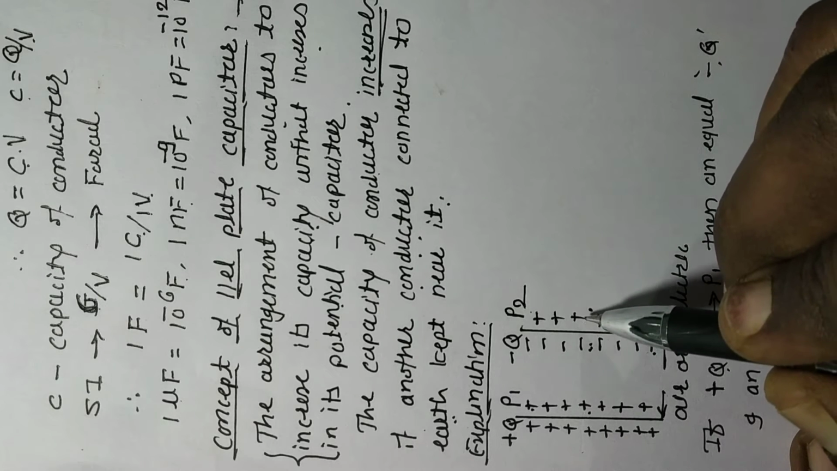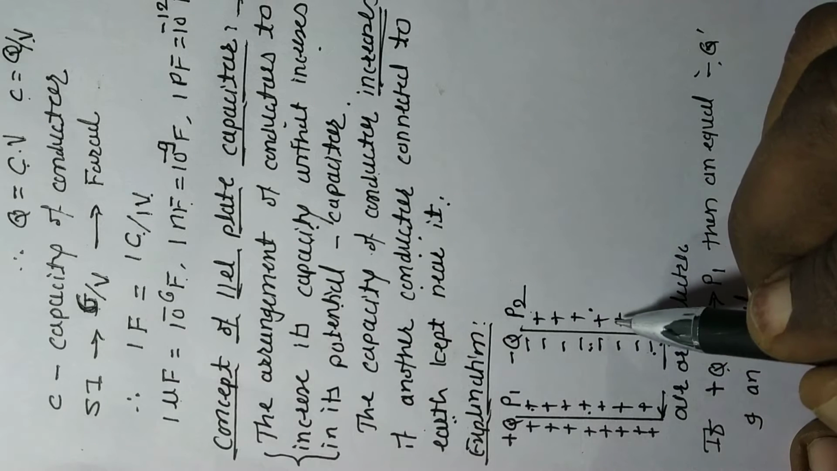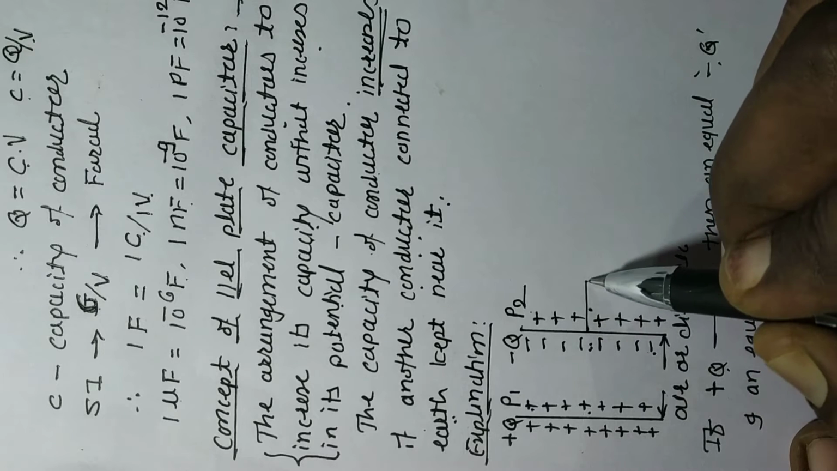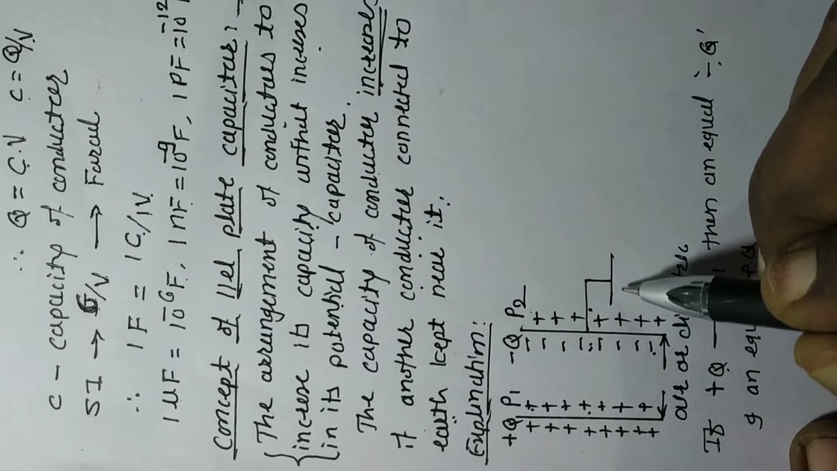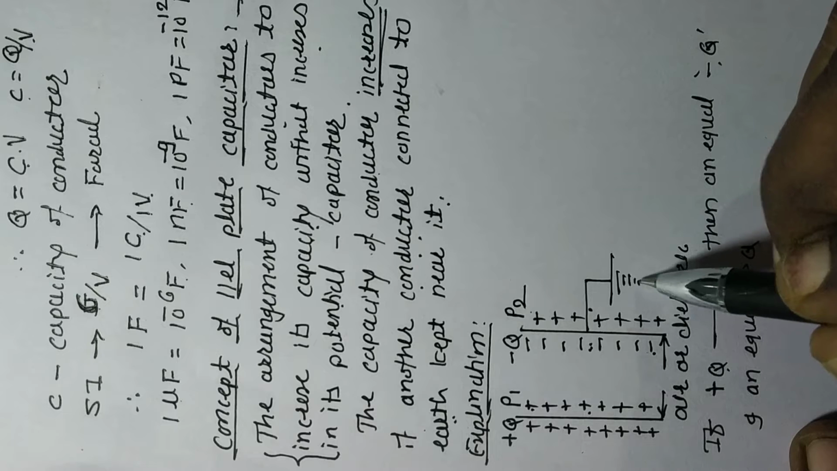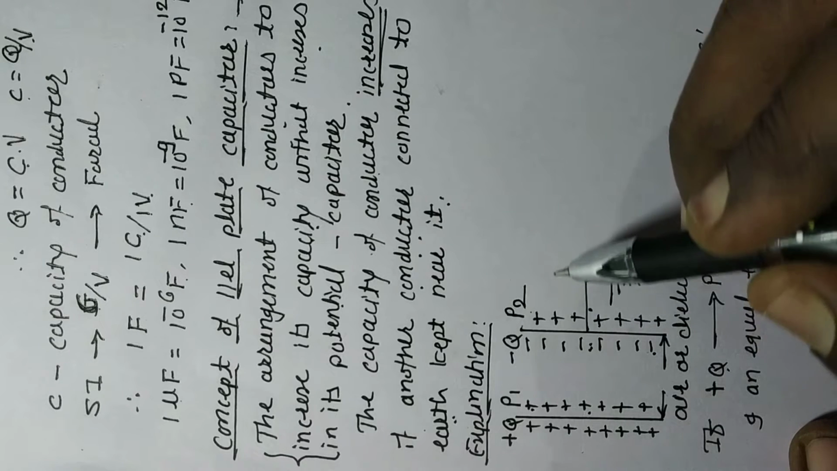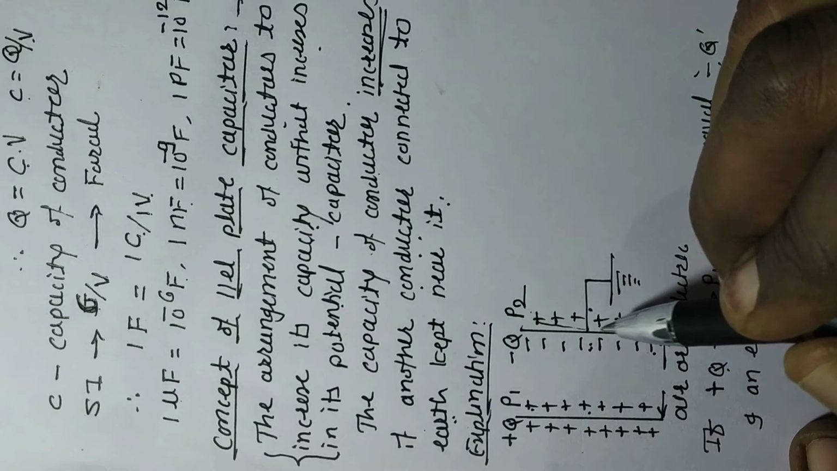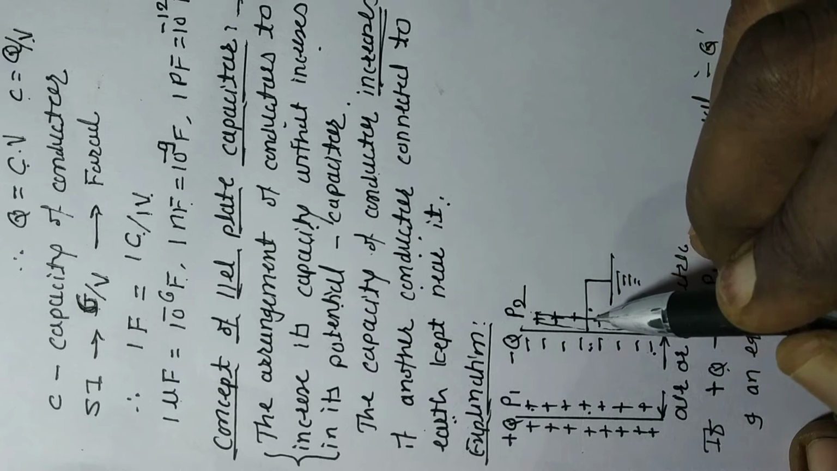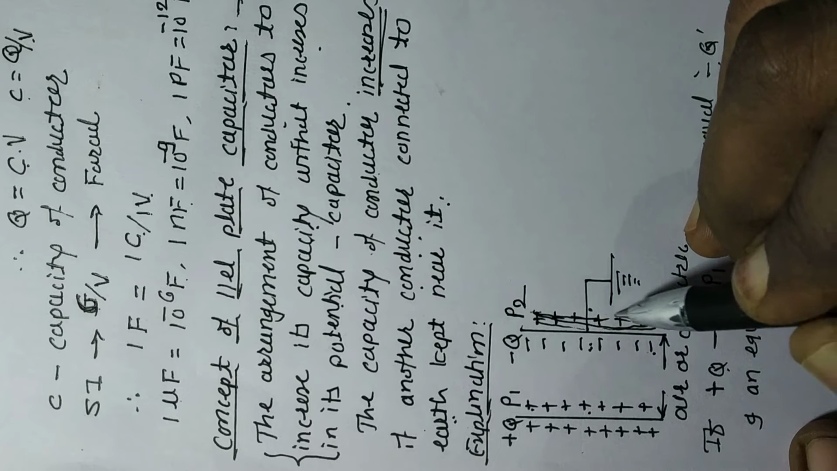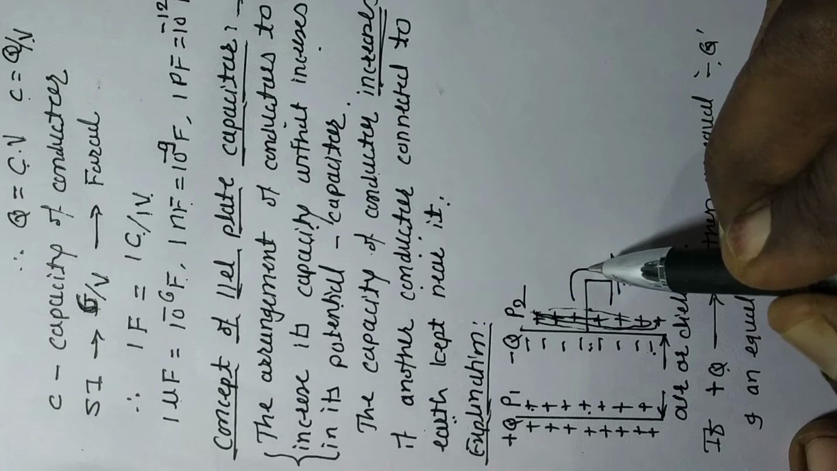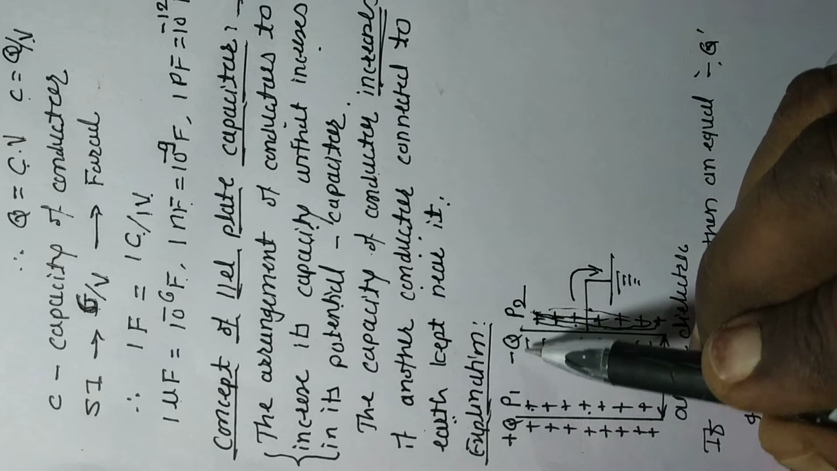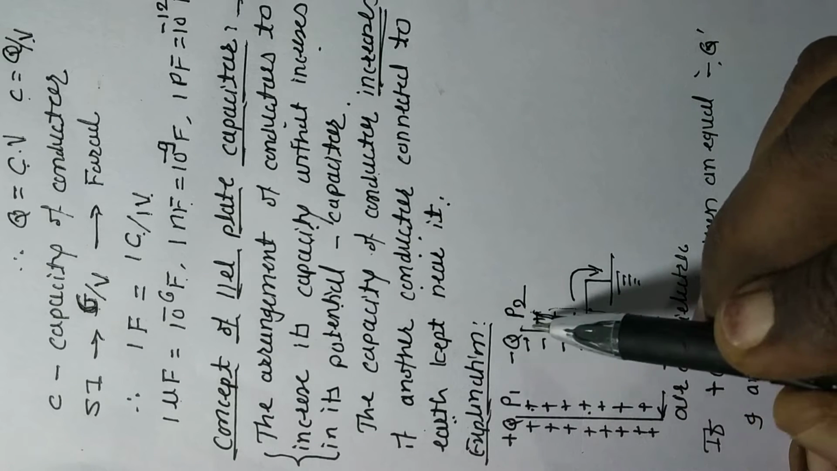If plate P2 is connected to earth, then plus Q charge on plate P2 escapes into earth and only charge minus Q remains on plate P2.